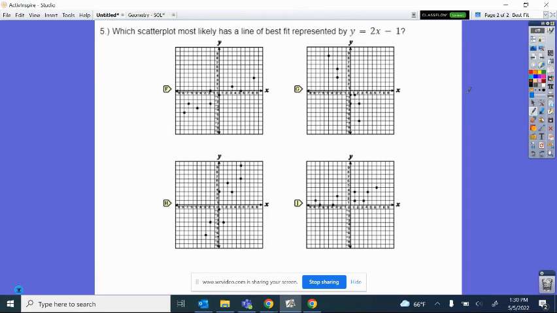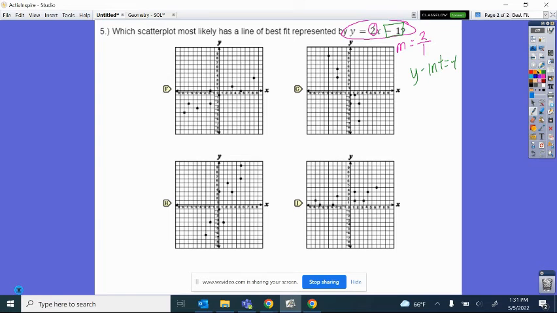The last question here, number 5 on the back, says which scatter plot most likely has the line of best fit represented from this 2x minus 1 equation. So in there, remember that I am looking at a slope of 2. So my slope is a positive 2 over 1. And my y-intercept value from the b is this negative 1.